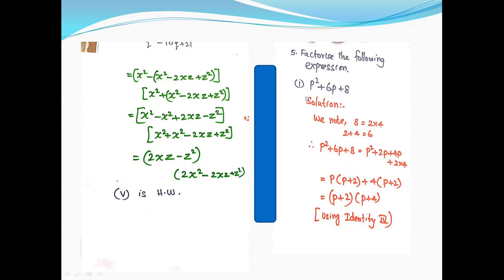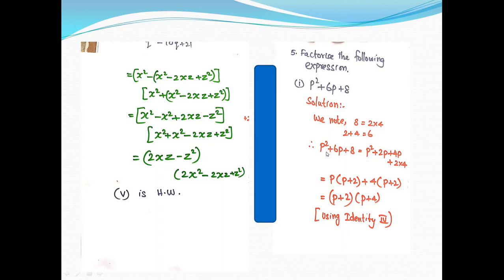Factorize the following expressions. The first one is p square plus 6p plus 8. The solution for this is, we note that 8 is the product of 2 multiplied by 4, and the sum of 2 plus 4 equals 6. We know this.